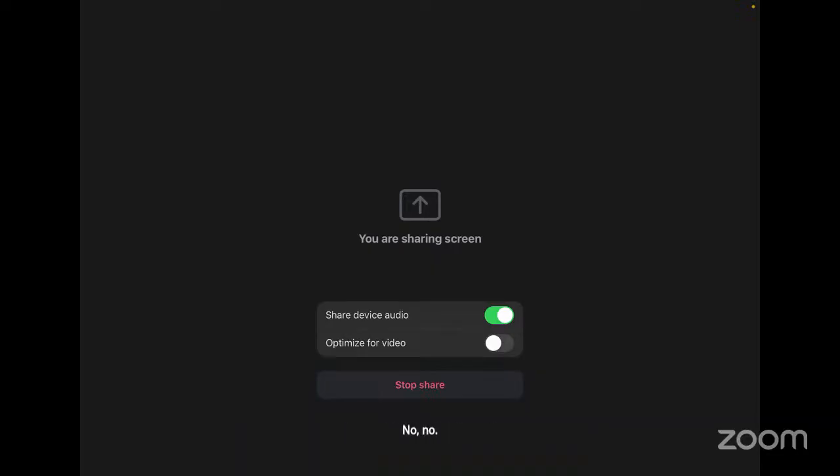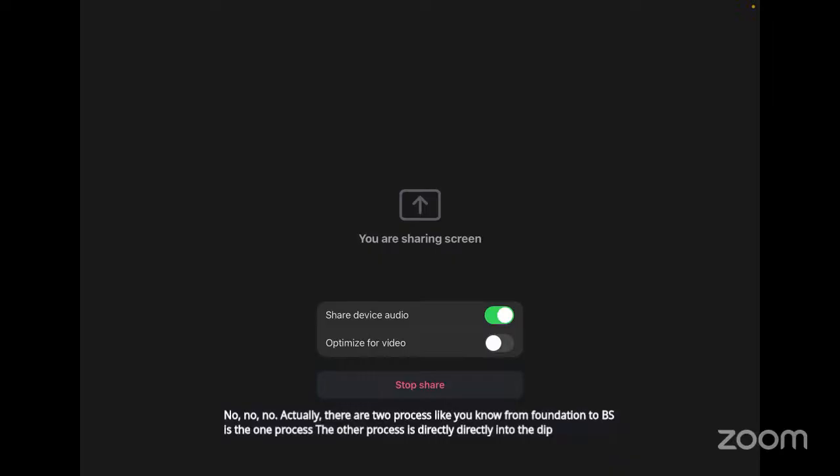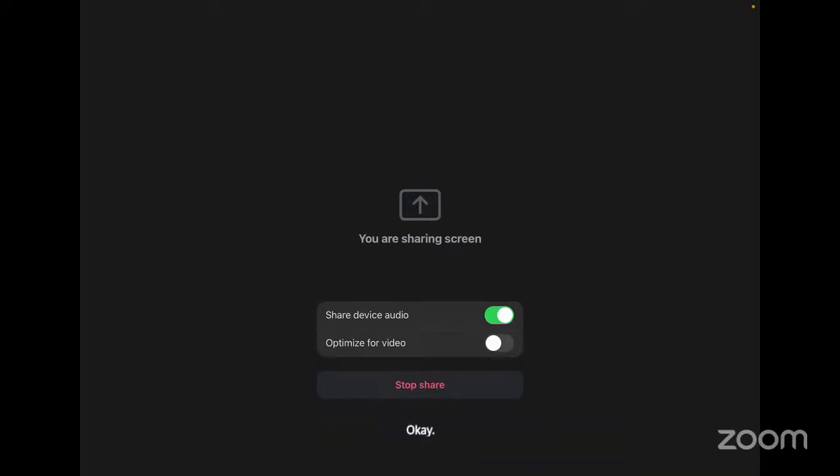Madam, actually there are two processes. From foundation to BS is one process. The other process is directly into the diploma, where the curriculum is something different. Week 1 to week 4, sorry, week 1 to week 8 will be in one stretch, and week 1 to week 4 will be the qualifier exam, but it is a little vigorous. It is not the same as the qualifier for foundation. The topics and the examination point of view are different.